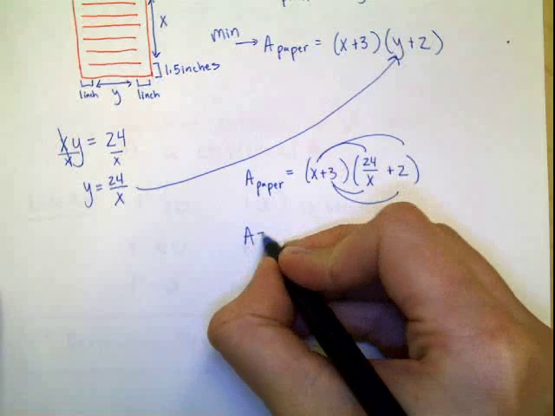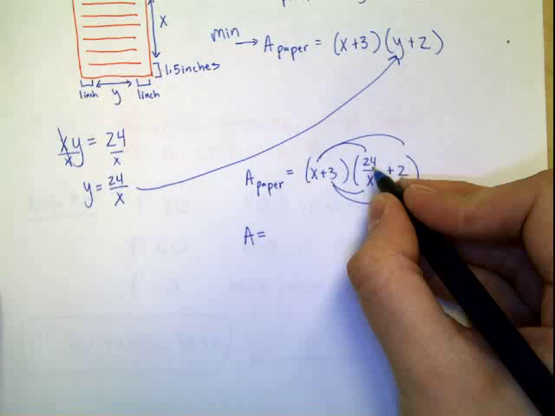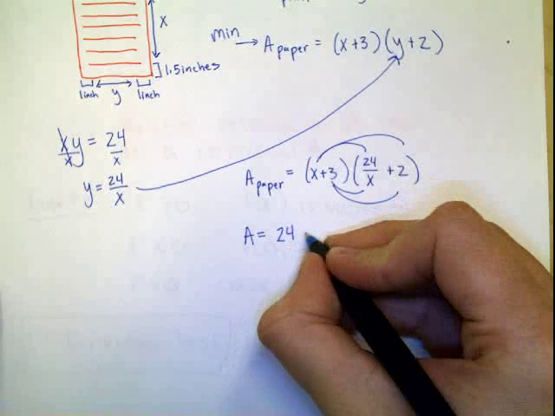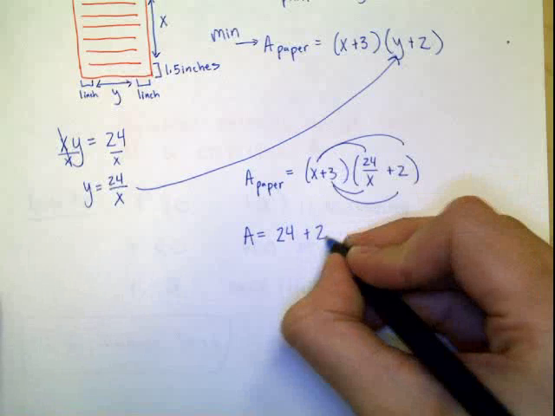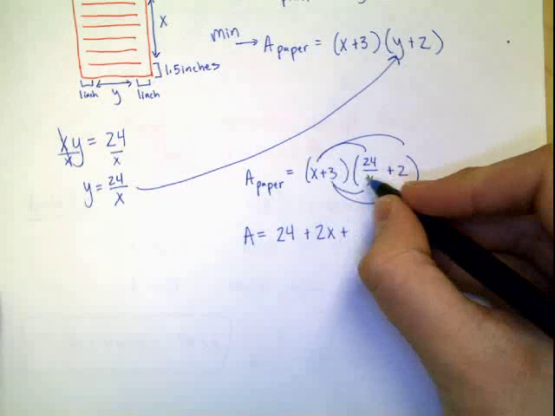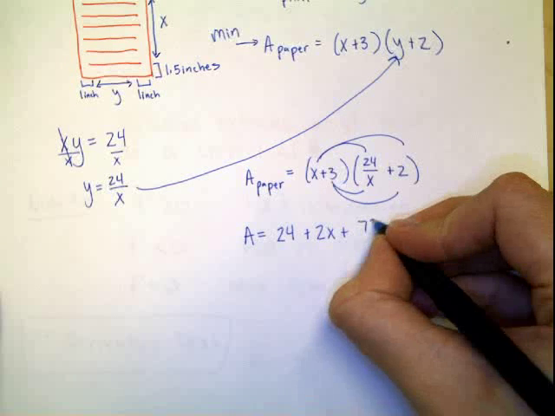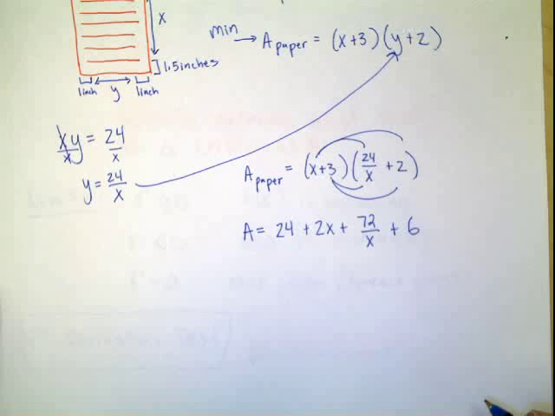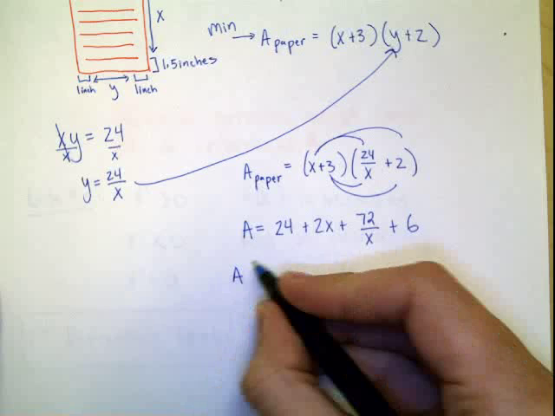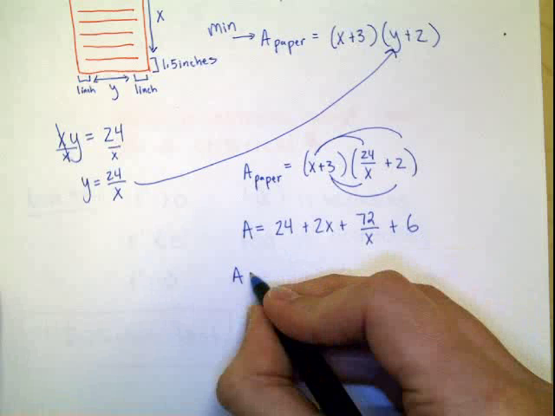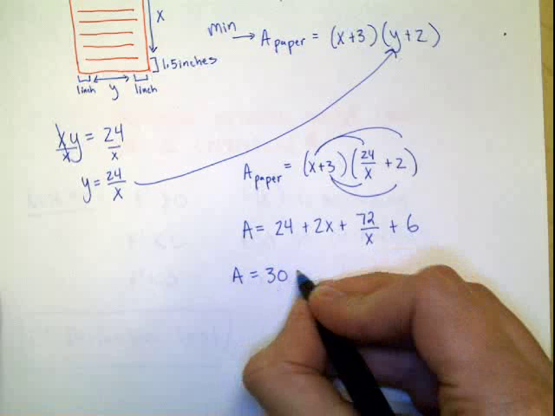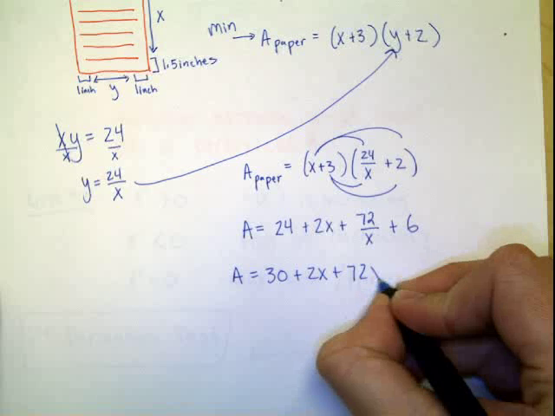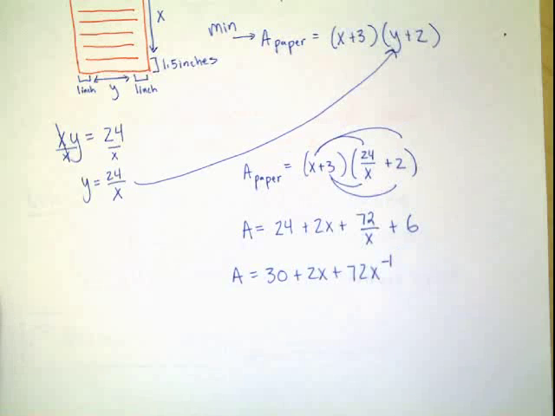Area equals x times this fraction is going to cancel the x's, so it's just 24, plus x times 2 is 2x, plus 3 times 24, that's 72 over x, plus 3 times 2 is 6. And then to clean this up, I'll combine 24 and 6 to make that 30, plus 2x, plus I'll make this 72x to the negative 1 power, so it looks a little bit better.